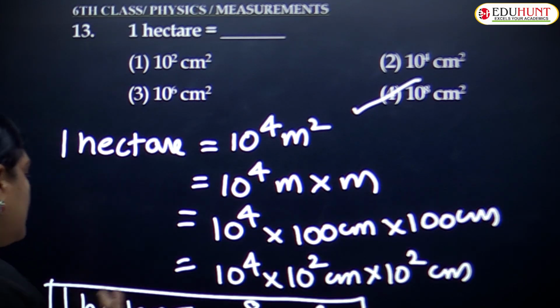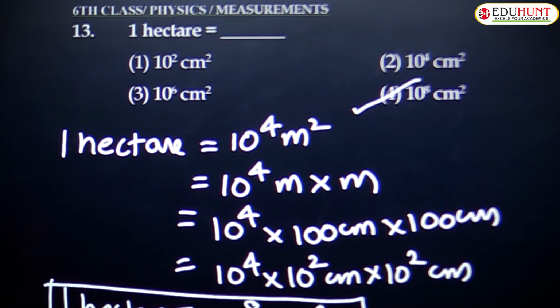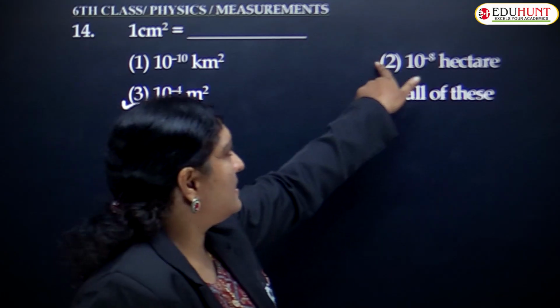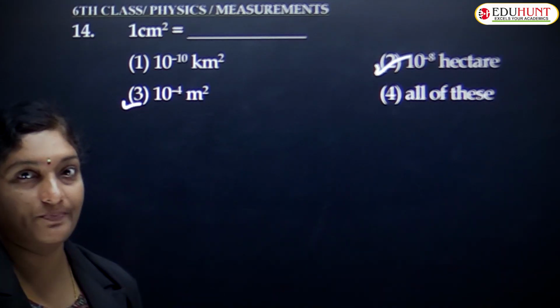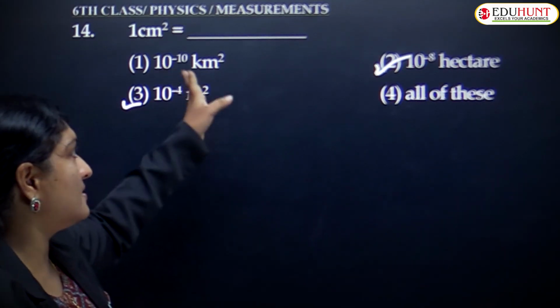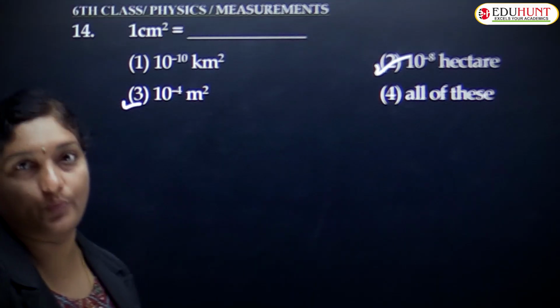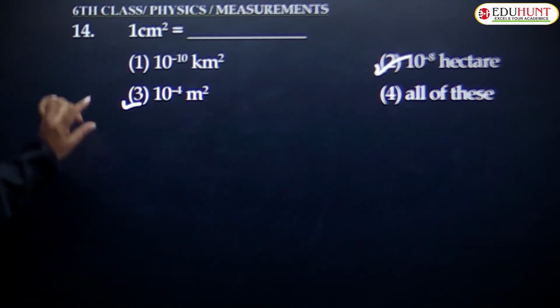1 centimeter square is 10 power minus 8 hectare. This is also a right answer. So these two right answers mean this must also be true. Let us check it out. I hope this is clear, children.